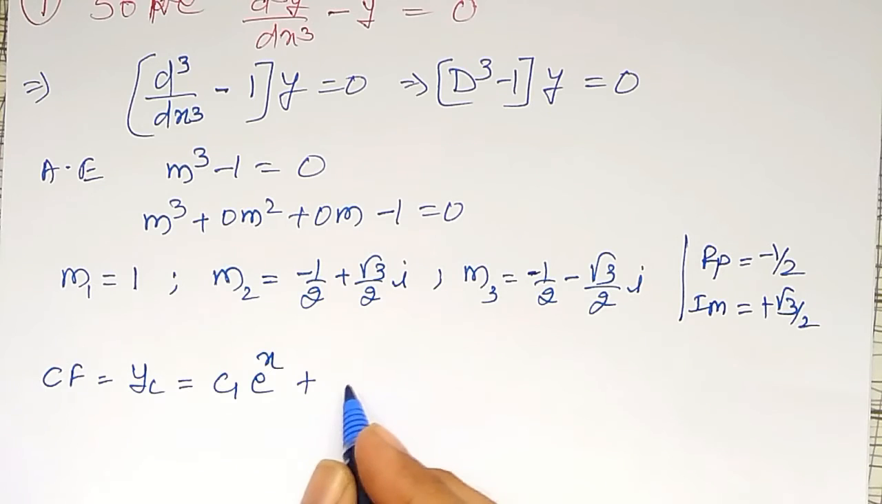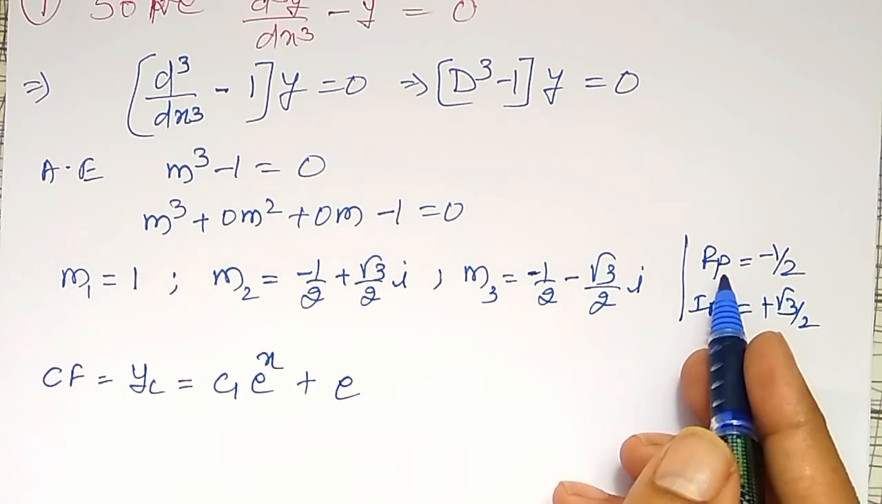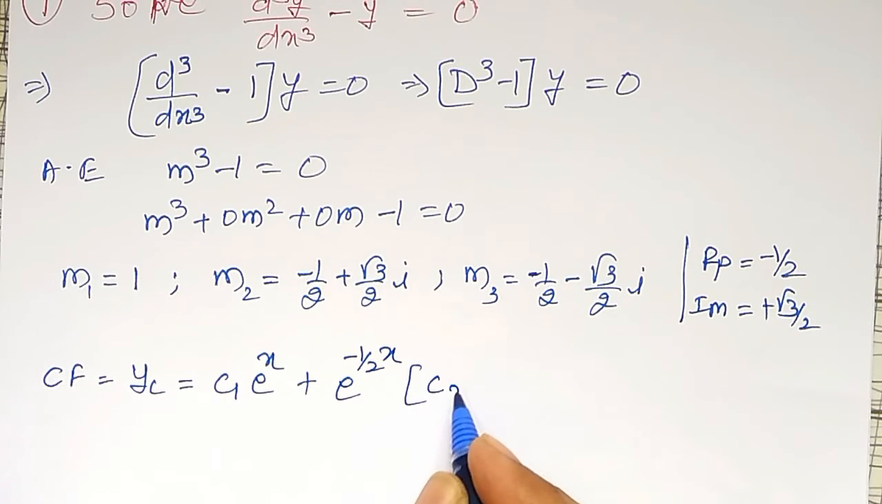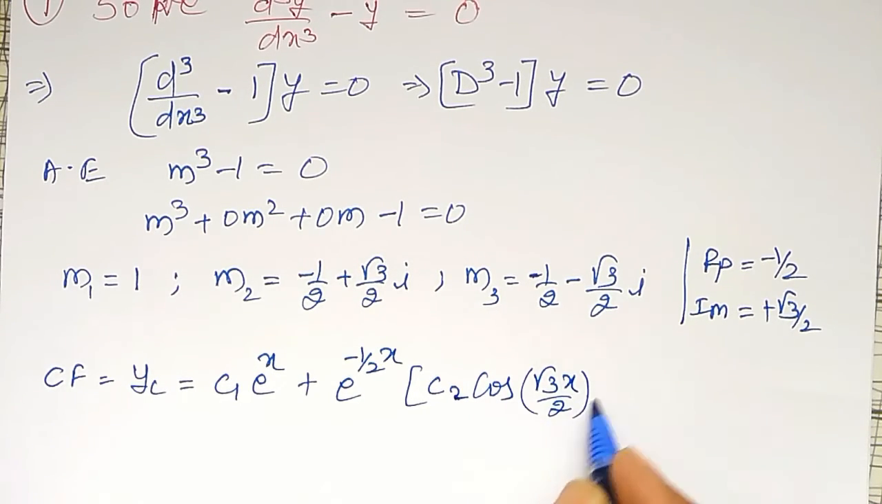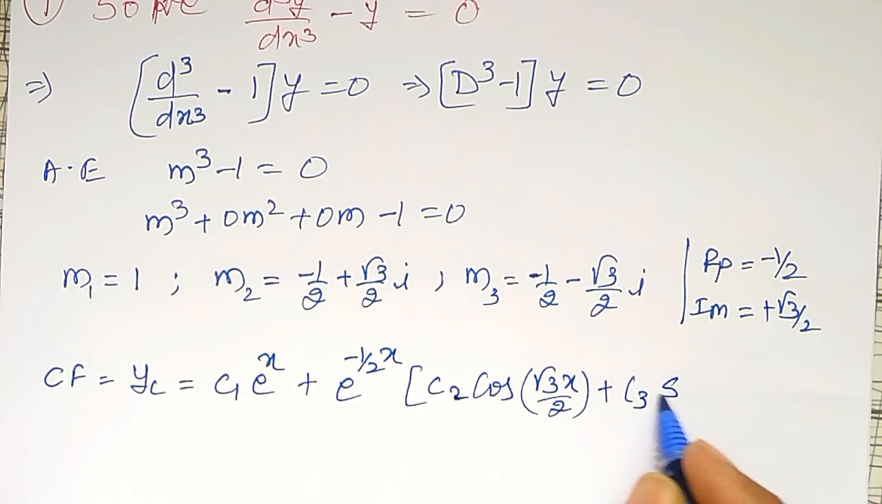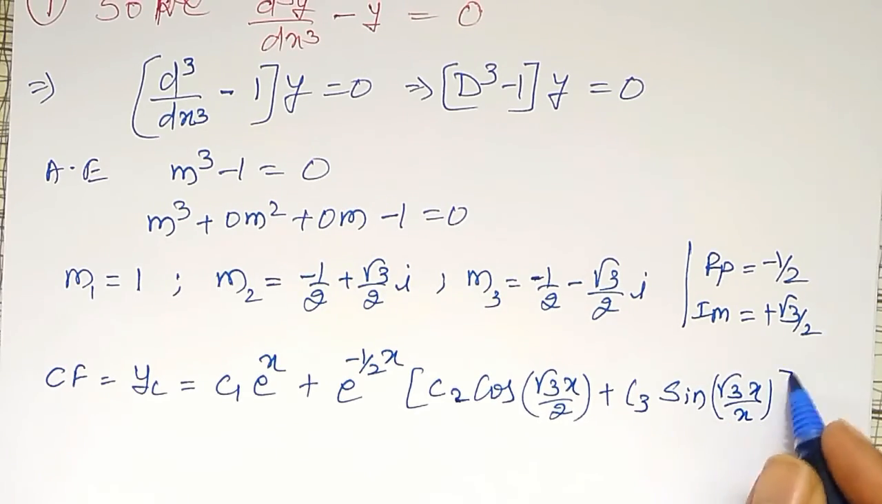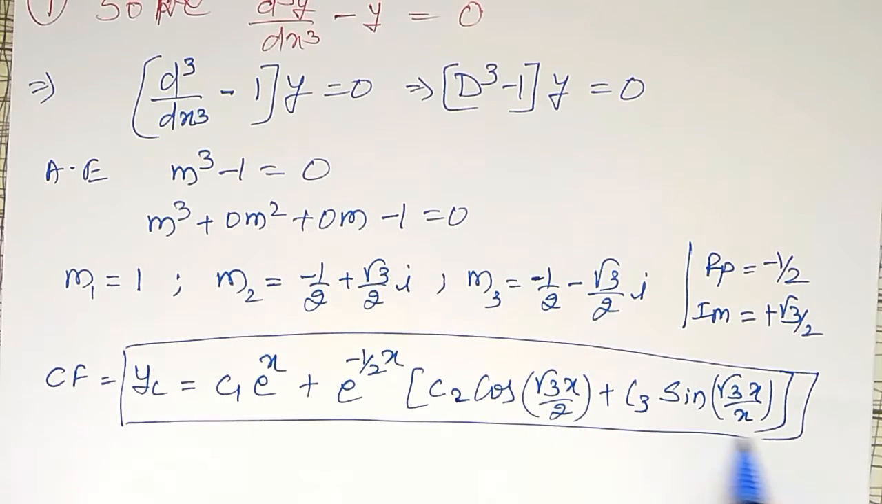Therefore, I can write it as e to the power alpha x, alpha is the real part, minus 1 by 2 x, into c2 cos beta, beta is root 3 x by 2, plus c3 into sin root 3 x by 2, beta, the imaginary part. This is the required solution for the given equation.